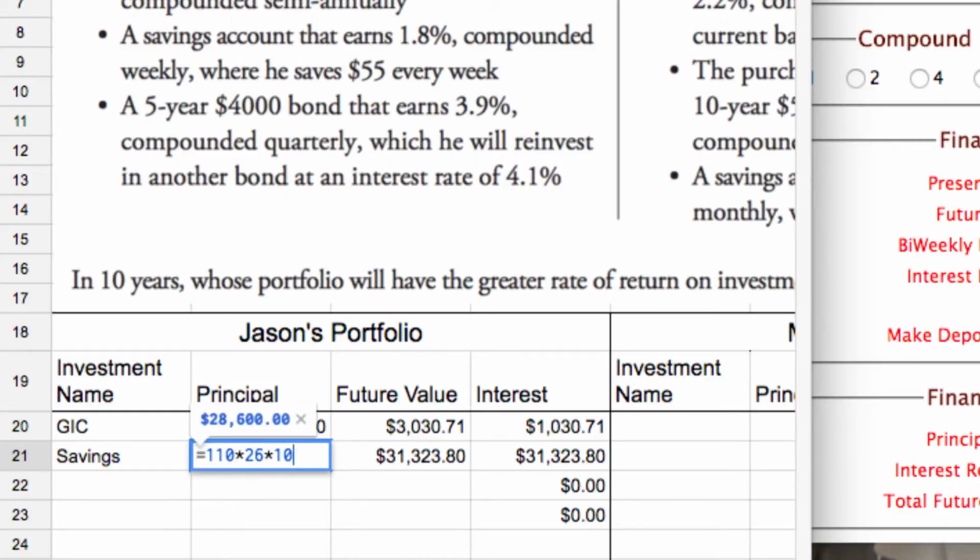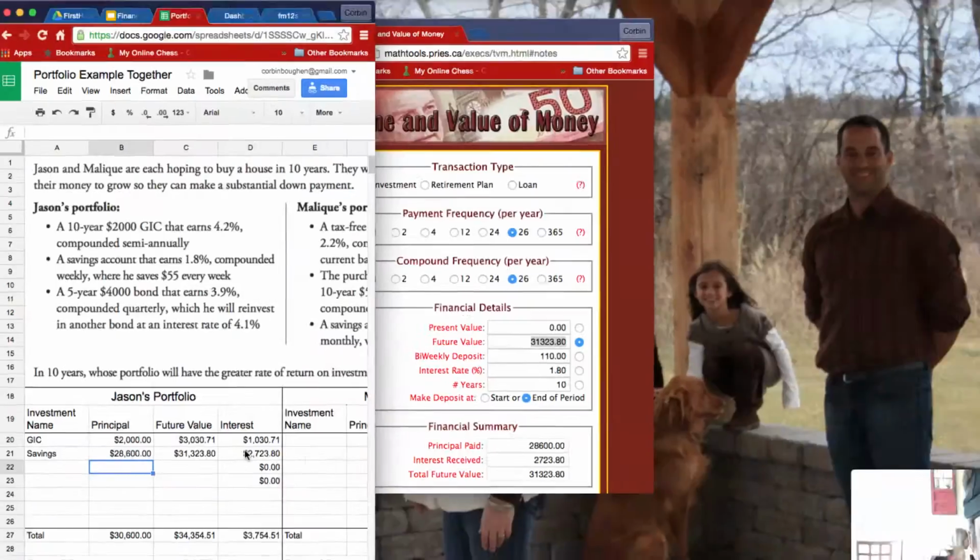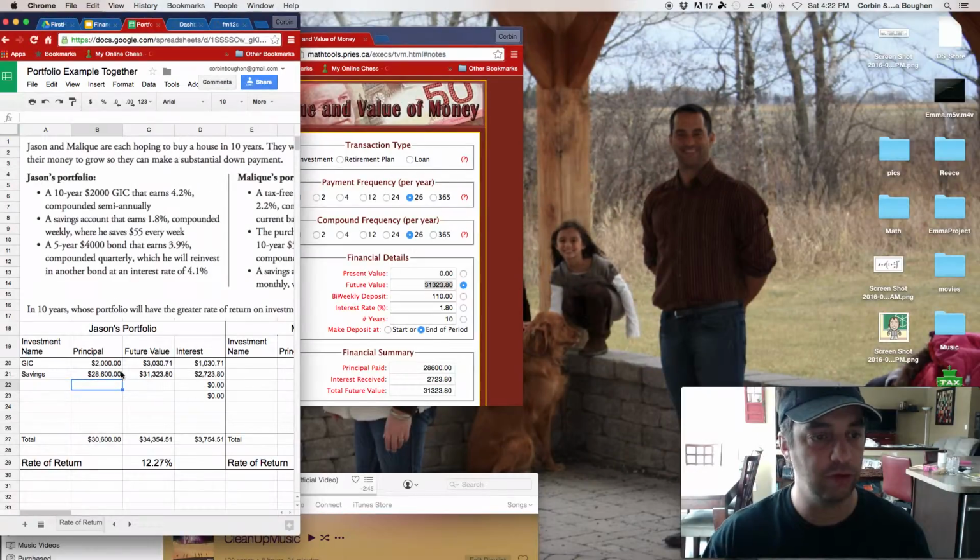For 10 years, okay? So let's figure that out. So boom, there's the 28,600. That looks about right. And then you got 31. So he earned not much in interest, about $2,700 in interest.